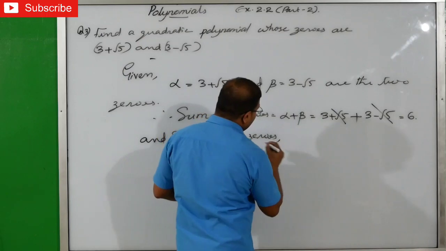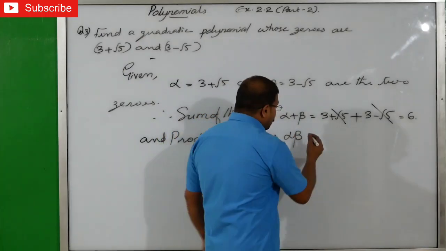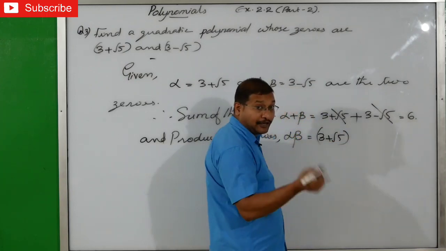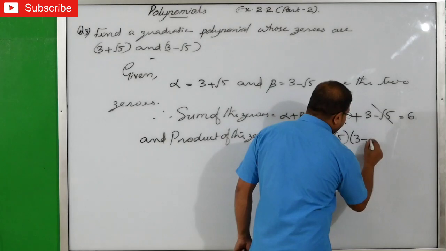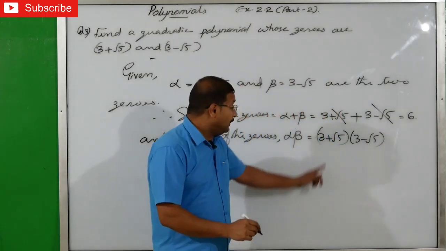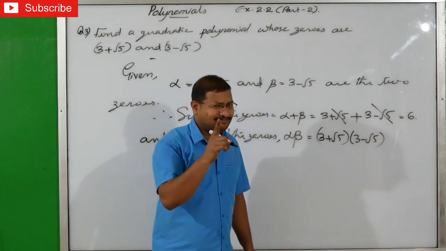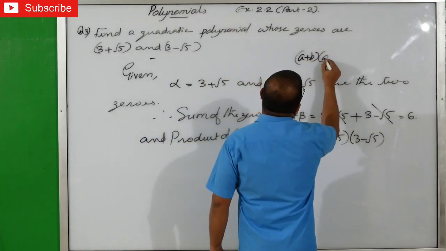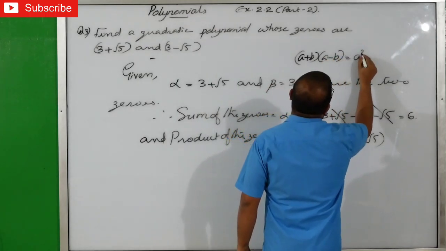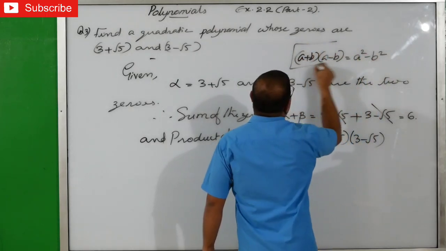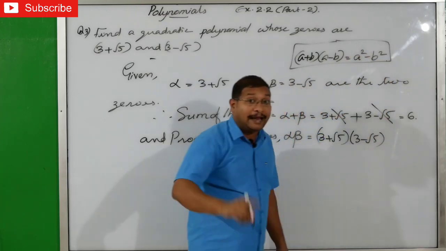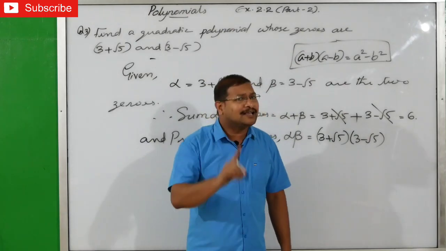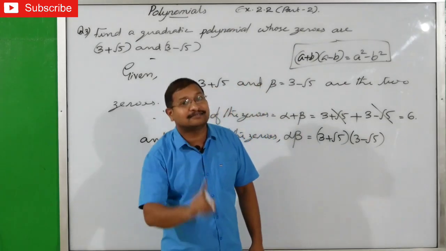Product of the zeros, that is alpha into beta, equals 3 plus root 5 into 3 minus root 5. Now, (a plus b) into (a minus b) equals a square minus b square. This one you need to learn by heart. Ready? (a plus b) into (a minus b) equals a square minus b square.